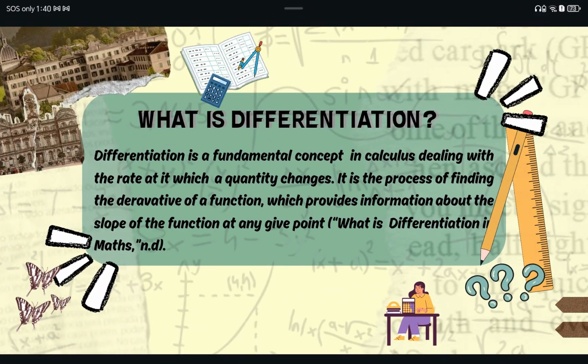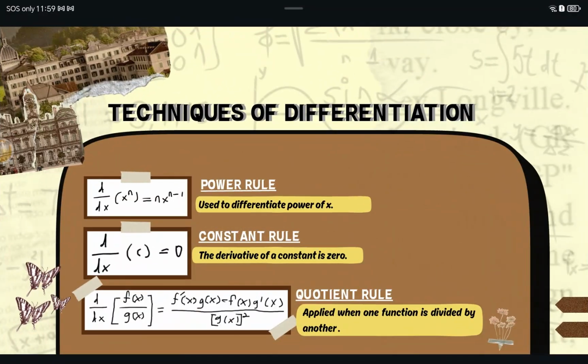Alright, without further ado, let's start with the definition of differentiation. What is differentiation? Well, it is a fundamental concept in calculus dealing with the rate at which a quantity changes. It is the process of finding the derivative of a function, which provides information about the slope of the said function at any given point.